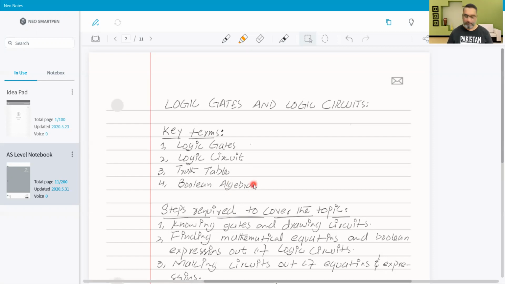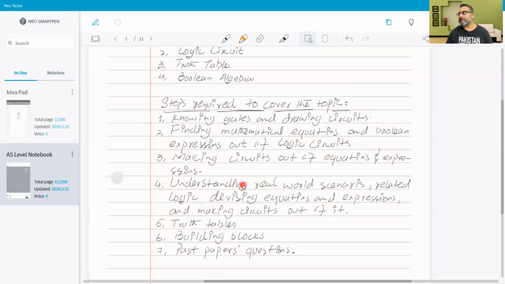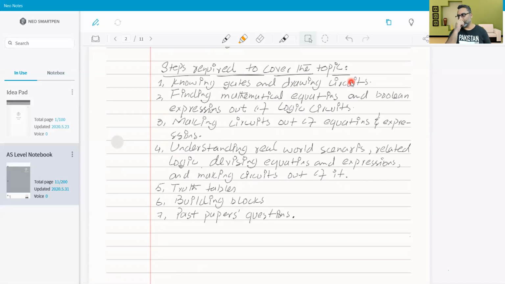And then ultimately we have Boolean algebra. Though the topic is in A2, the term is there. It is a form of algebra linked to logic circuits and based on true and false outputs. So what are the steps that we need to cover the topic? First of all, knowing gates and drawing circuits. It is absolutely necessary that we remember all these 6 gates along with their working, their behavior in a circuit, and how we put these gates together to form the circuit.